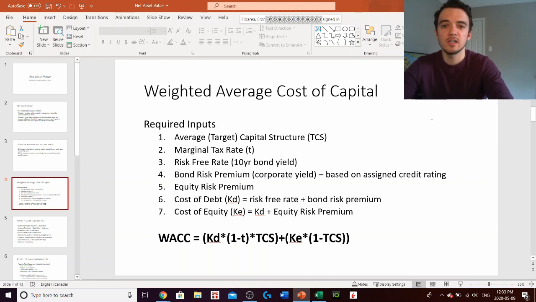Next will be the marginal tax rate, which equals the federal tax rate plus the state income tax rate. Next is the risk-free rate, which is the 10-year treasury yield.